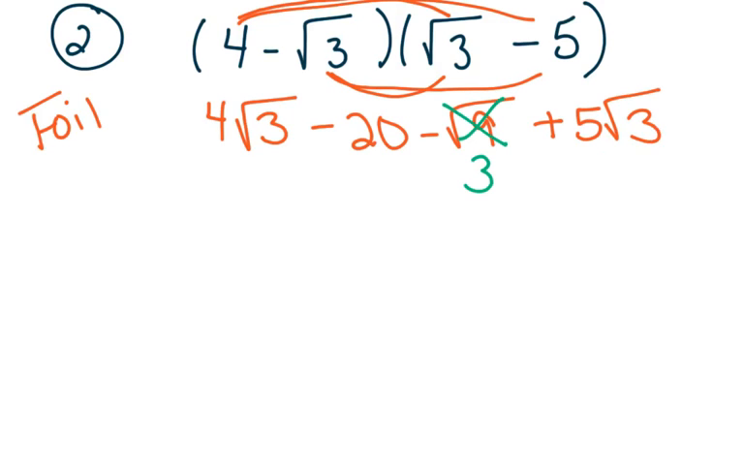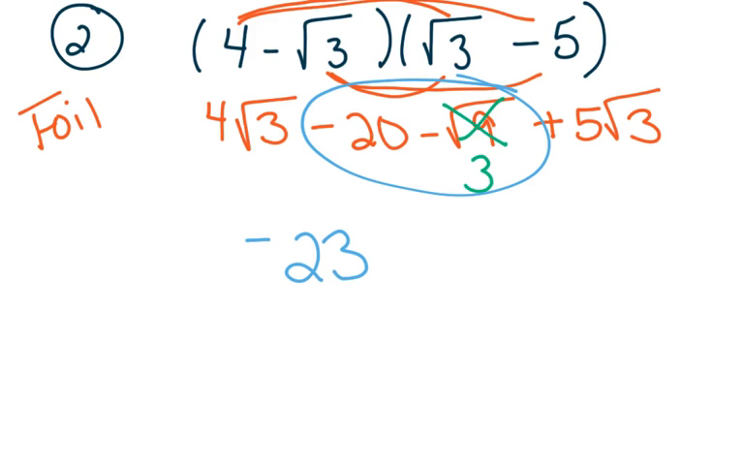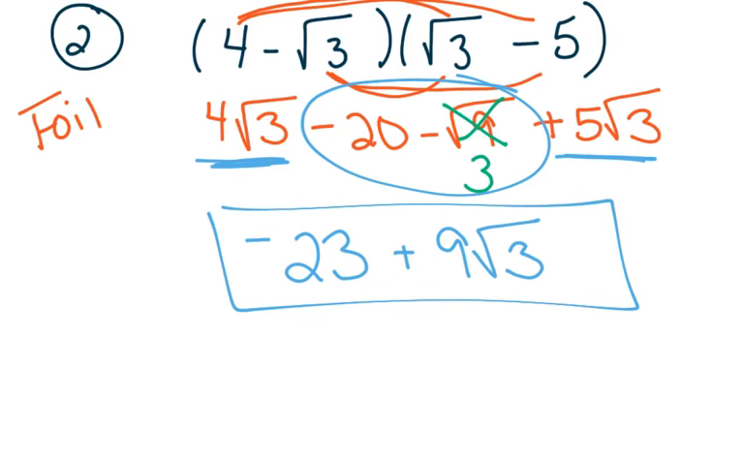All right, so my whole numbers are actually found right here in the center this time. So negative 20 minus 3 more gives me negative 23. And then putting our radical pieces together, we have a positive 4 square root of 3 and a positive 5 square root of 3. That would give me positive 9 square root of 3. All right, so there's my final answer on there.